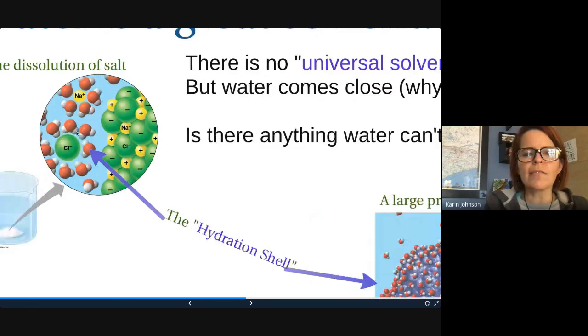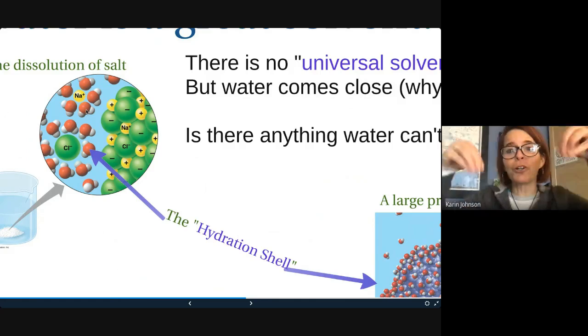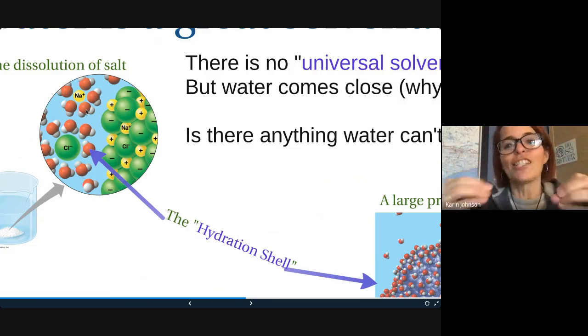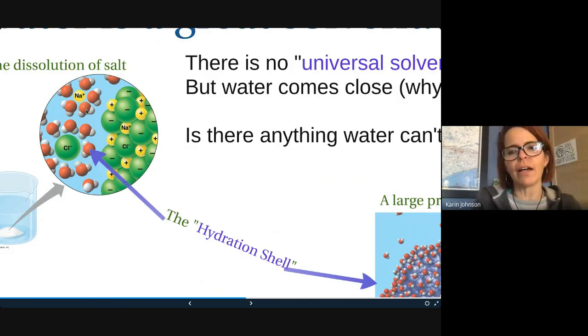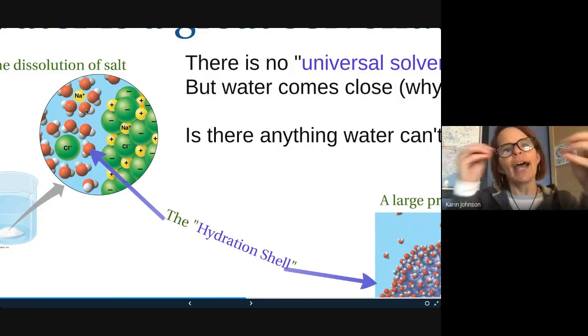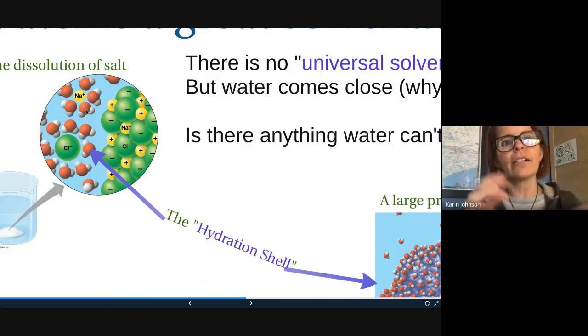Notice that the slightly positive charge on the hydrogens, those hydrogens are close to the negatively charged chlorine. But look at the positively charged sodium. Notice that the water molecules have turned around. And now the oxygens, which have a slight negative charge, butt up against the positive cation. And so that's why their polarity matters. It's going to be attracted.